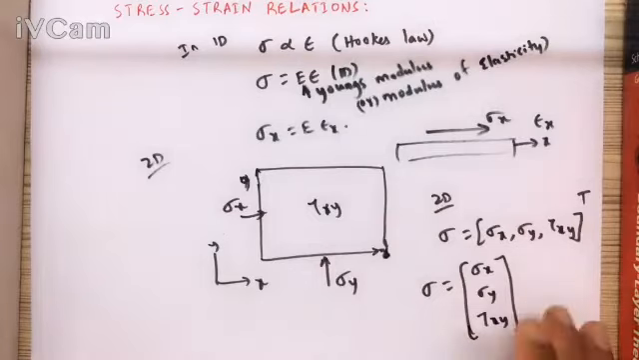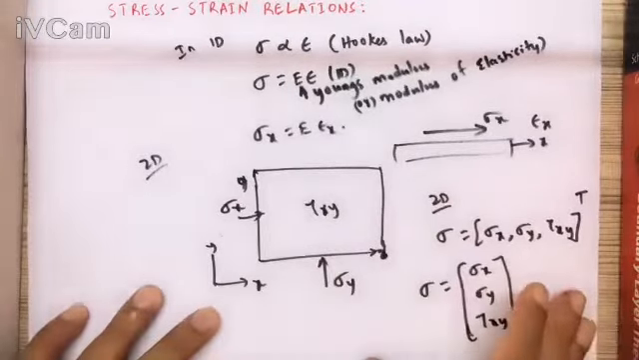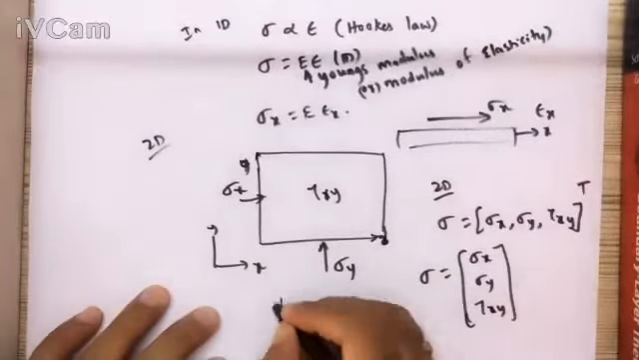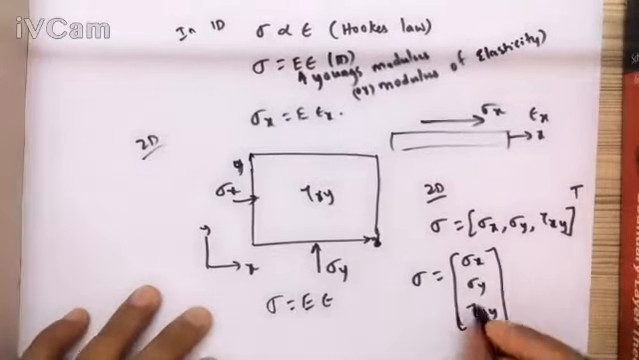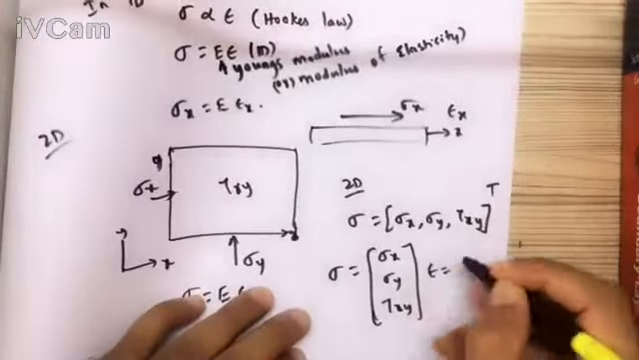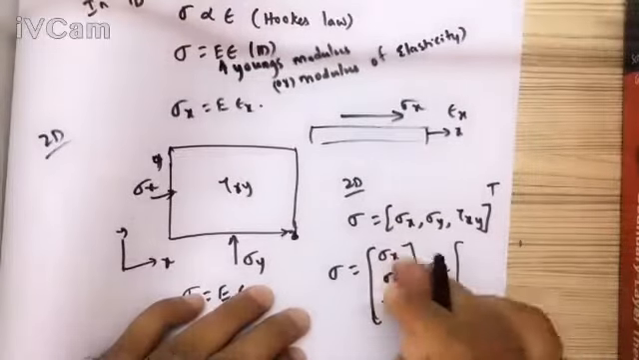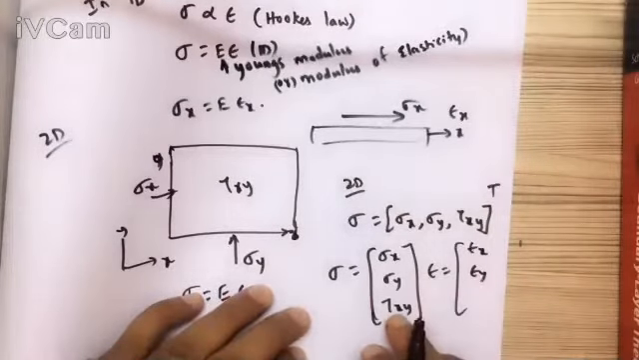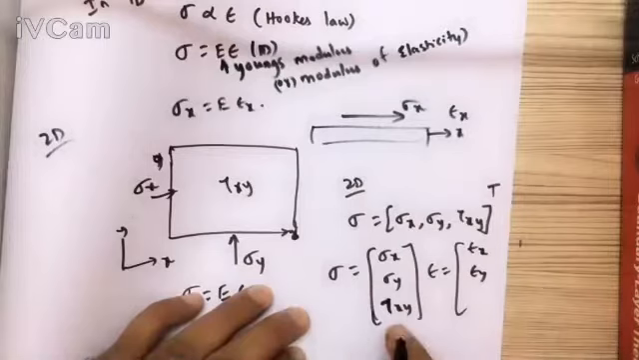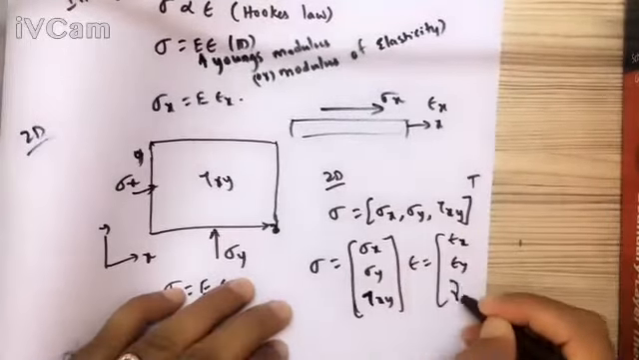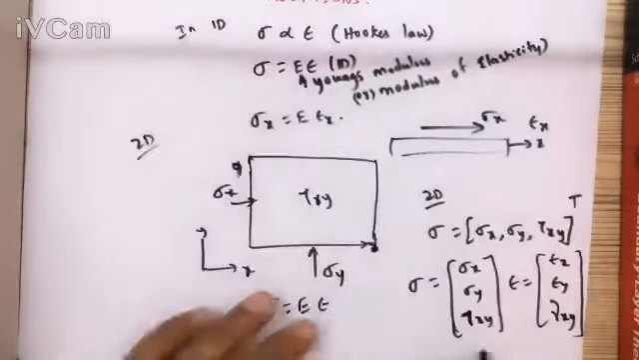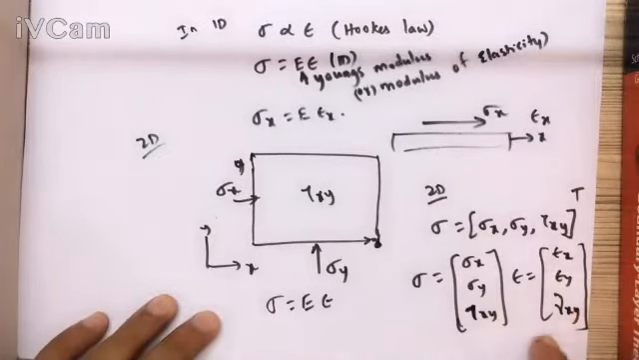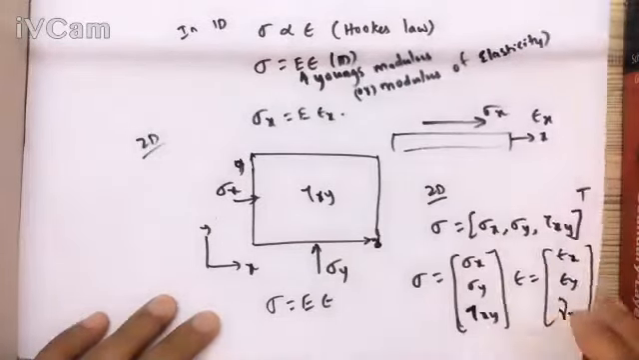Now this is for 2 dimension. Now let us talk about the relation in higher dimension. In this case, let me remind you that sigma is not simply equal to E into epsilon. What is the corresponding strain vector here? Corresponding to these two normal stresses, we have two normal strains, epsilon x and epsilon y, and corresponding to this shear stress tau xy, you will have shear strain which is gamma xy, which we have already seen, right? And we know epsilon x is dou u by dou x, epsilon y is dou v by dou y, gamma xy is dou v by dou x plus dou u by dou y, right?